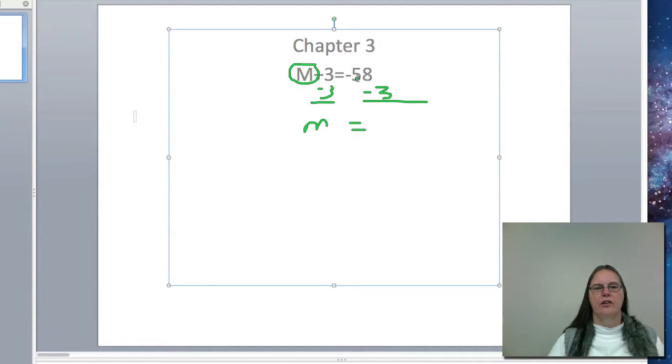And the end result here is I have two negative numbers. So it's like I borrowed $58 from a friend and I borrowed another $3. How much did I borrow altogether? I borrowed $61.